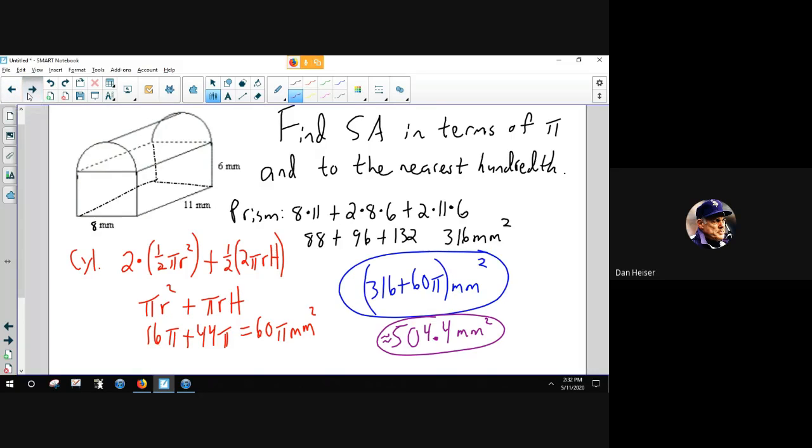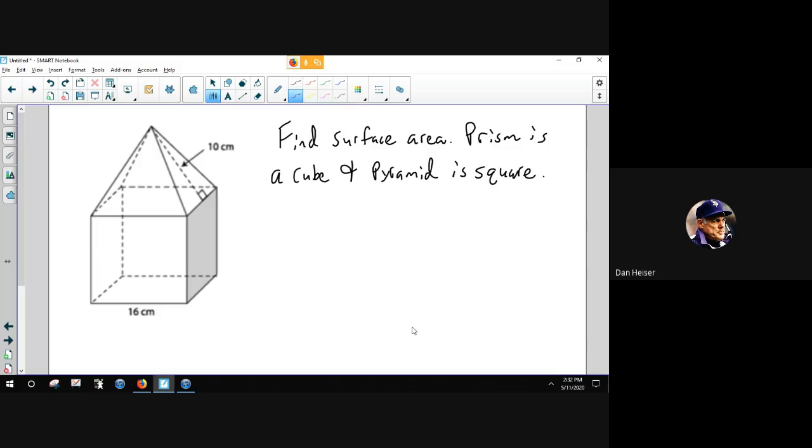Let's look at one more that's a little more complex. Now we have a pyramid on top of a prism. We are told the pyramid is square and the prism is a cube. That makes things a lot easier. So, we need to look at what parts of the prism are on the outside. Floor, four walls. And because this is a cube, the floor and all the walls are identical squares.